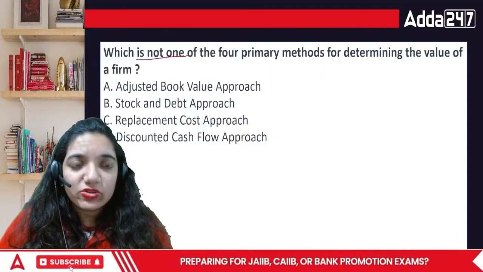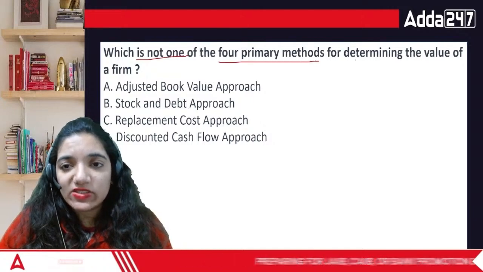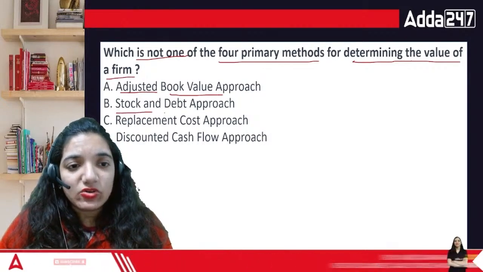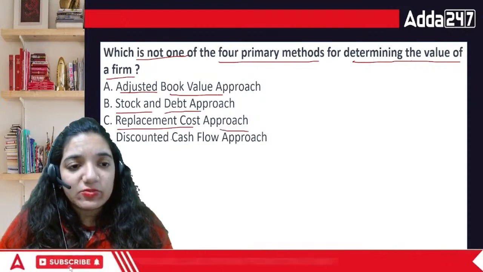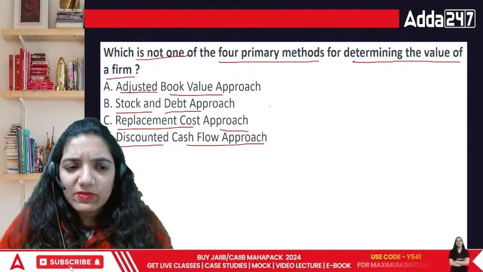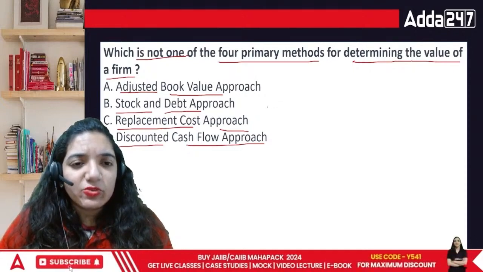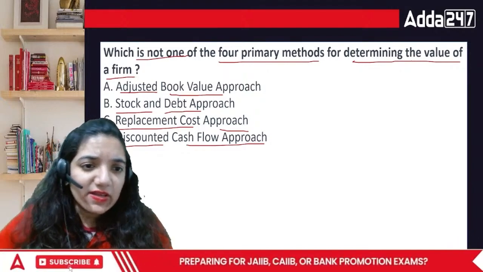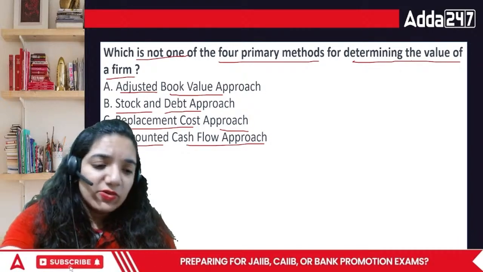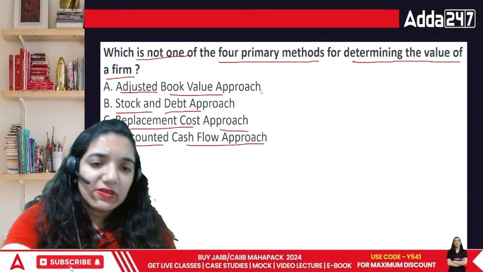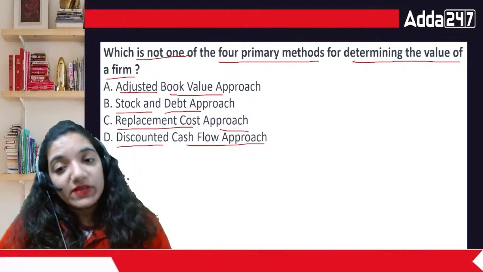Which is not one of the four primary methods for determining the value of the firm? Adjusted book value, stock and debt, replacement cost approach, and discounted cash flow approach. There are actually four primary methods. Which one is not one of the four? Adjusted book value is there. Adjusted book value, you actually adjust that book value portion. Okay. Then the second method is also there. Stock and debt approach is a very important method.